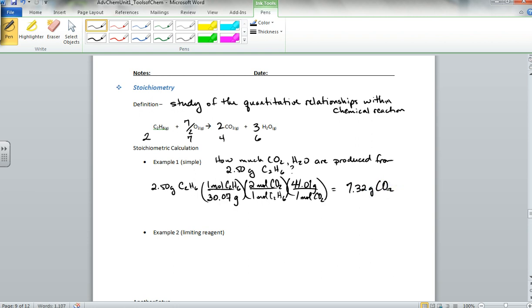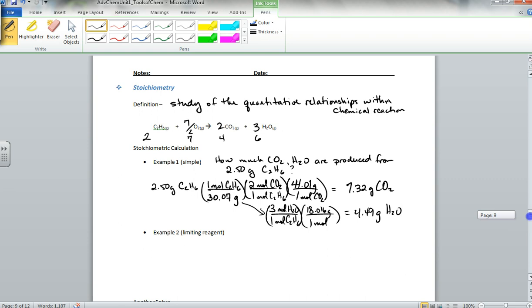We said we were also interested in how much water was being produced, so the problem starts off the exact same way. We start off with the amount of ethane, we convert to moles, but instead of doing a mole-to-mole ratio to carbon dioxide, let's go ahead and look at our 1 to 3 ratio of ethane to water. So 3 moles of water are produced. And the last step of converting it into grams, use the molar mass of water. And if you go through this calculation, you end up with 4.49 grams of water produced.